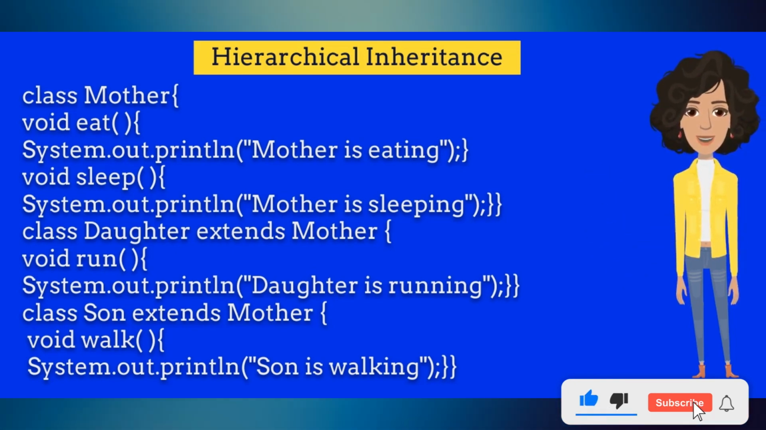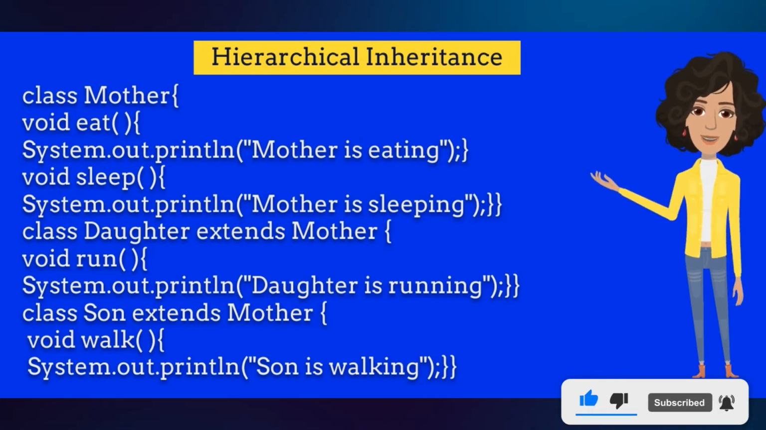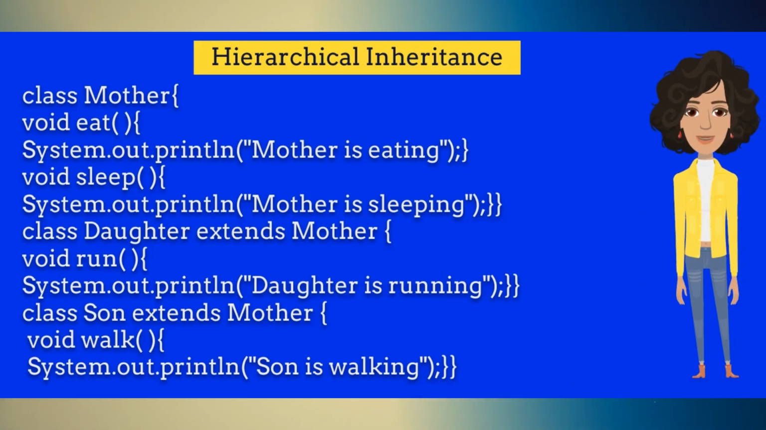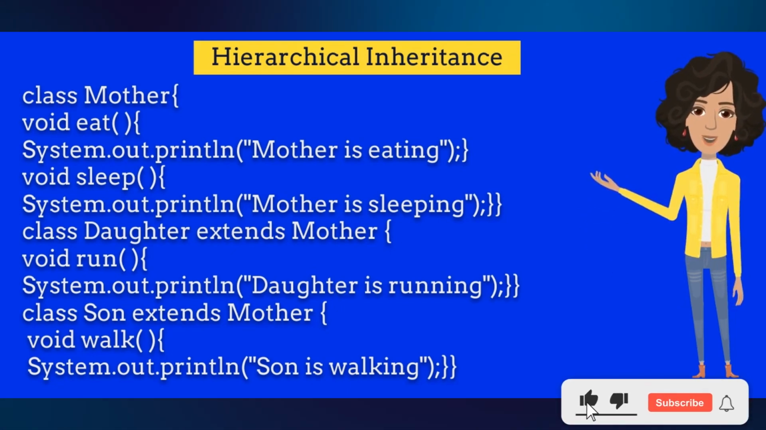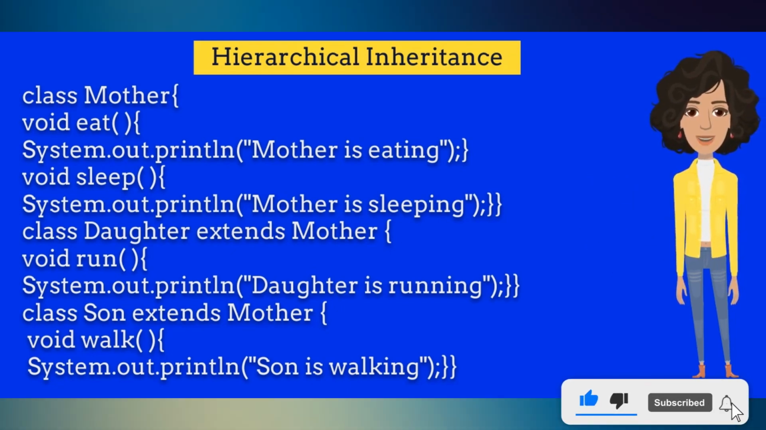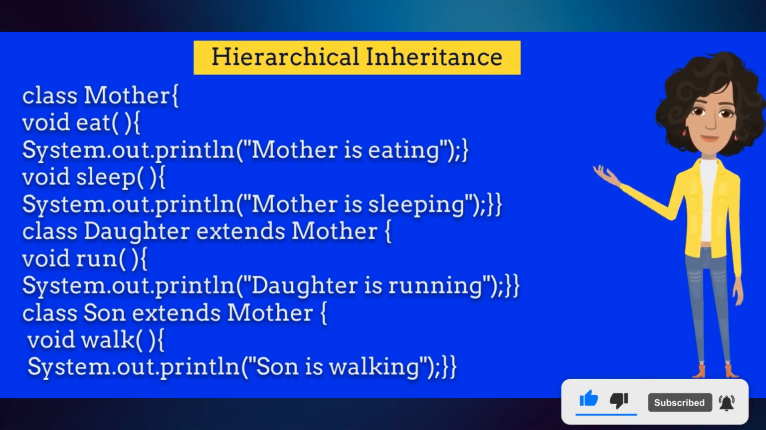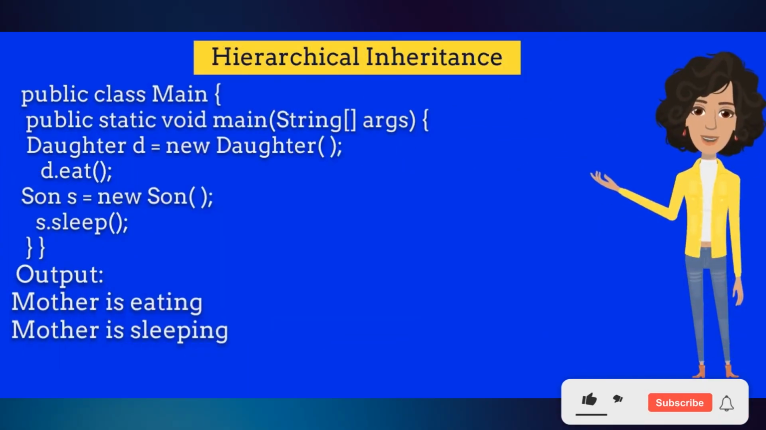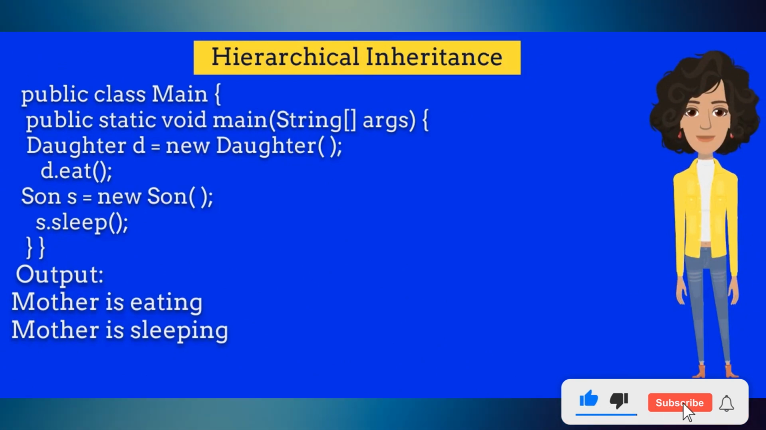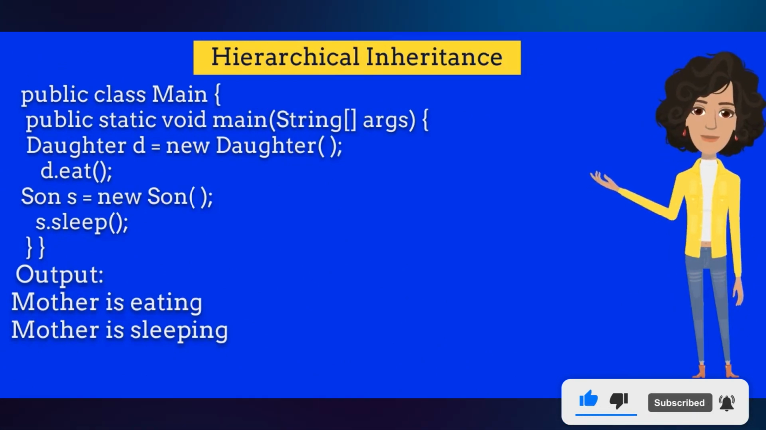Both are inheriting my behaviors or methods. In this code my daughter is accessing eat method, and my son is accessing sleep method, by using objects D and S, respectively. After run compiler from main class it will give output. Mother is eating. Mother is sleeping.